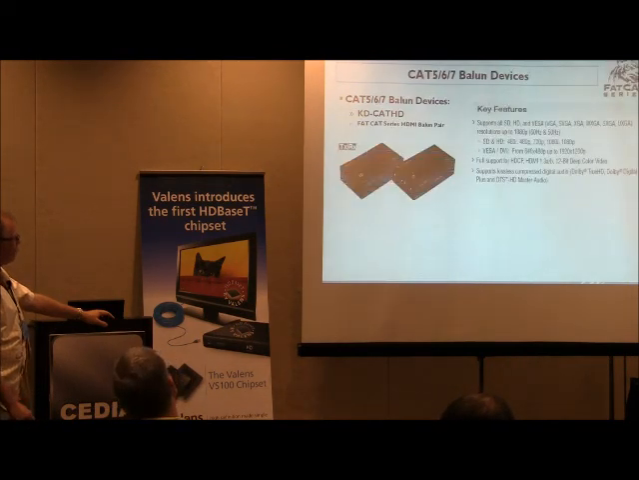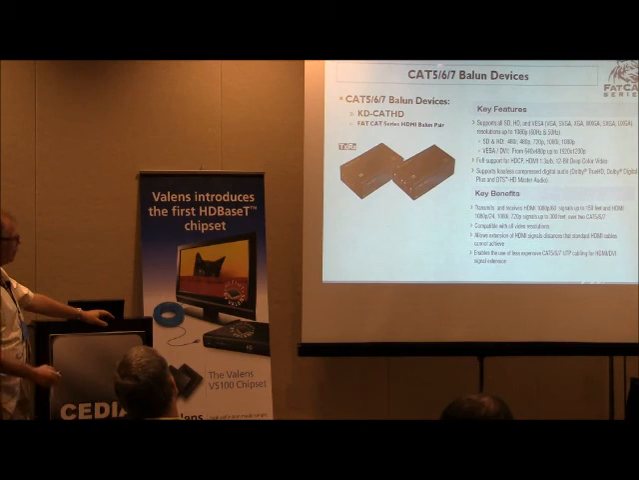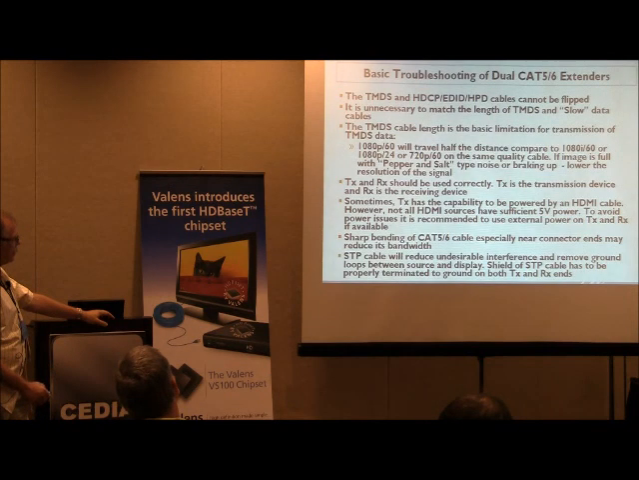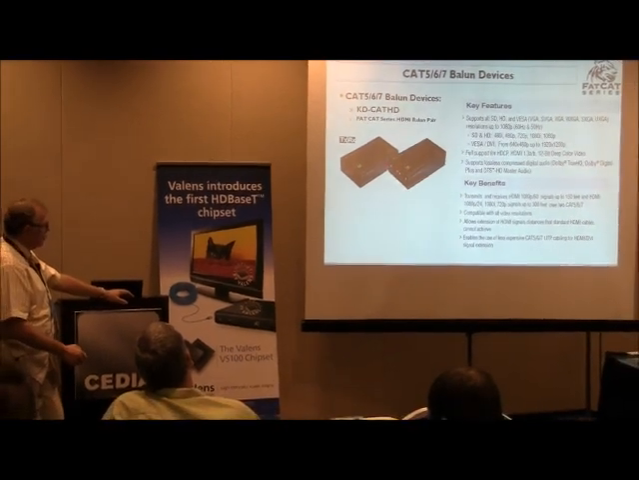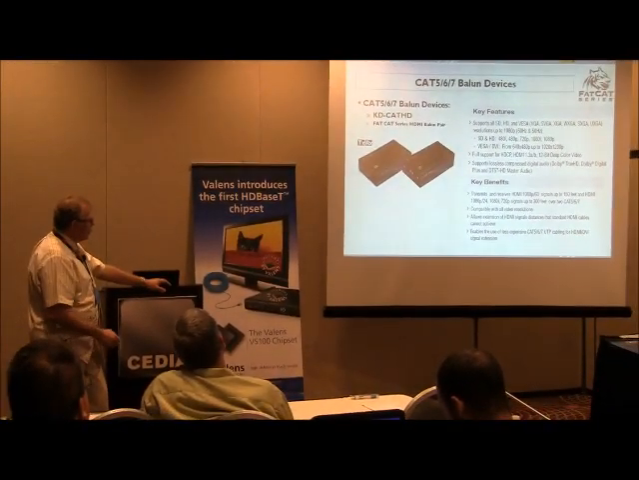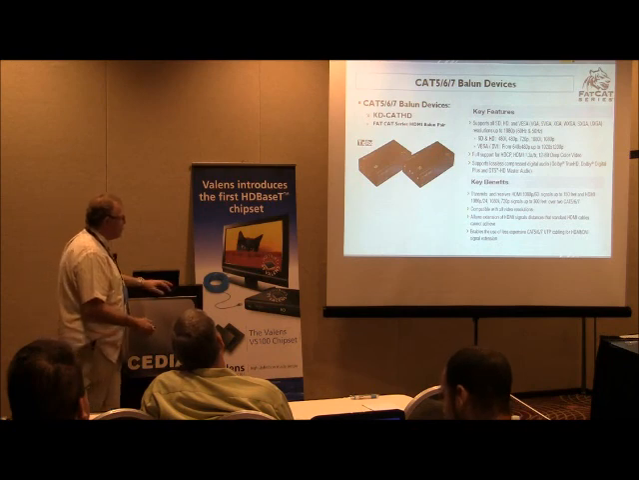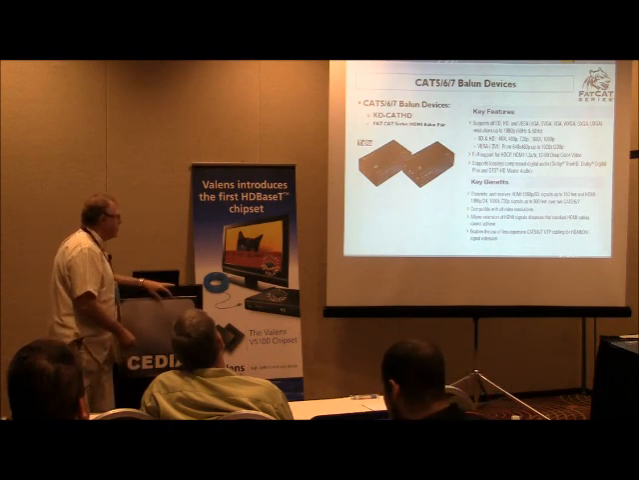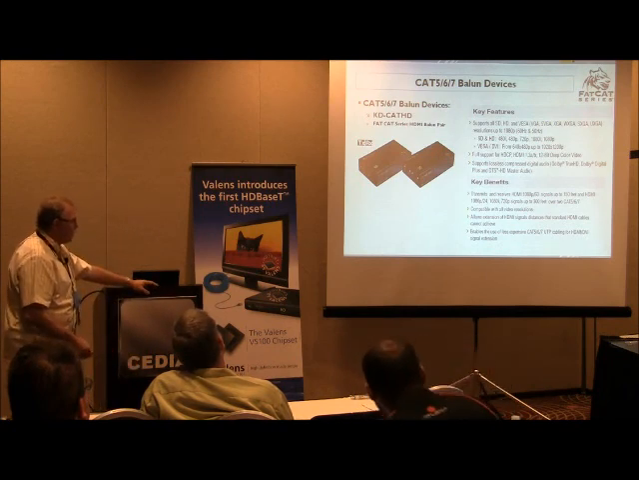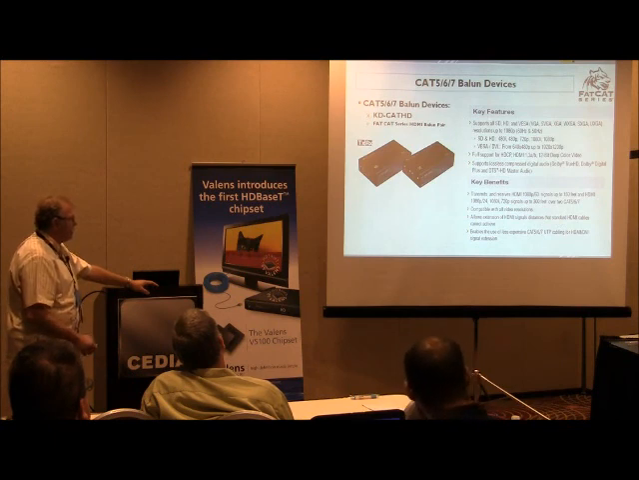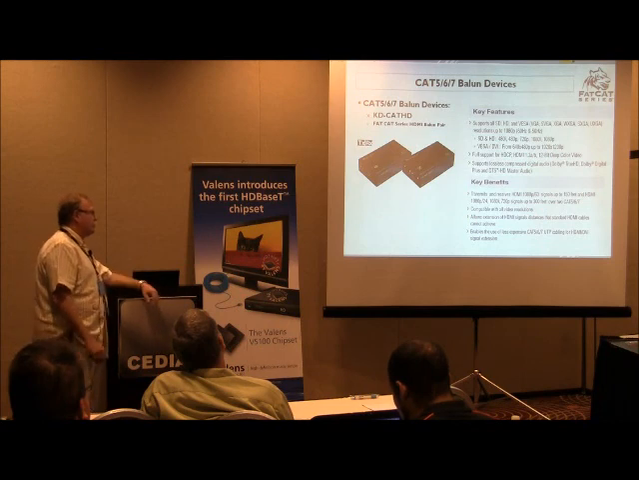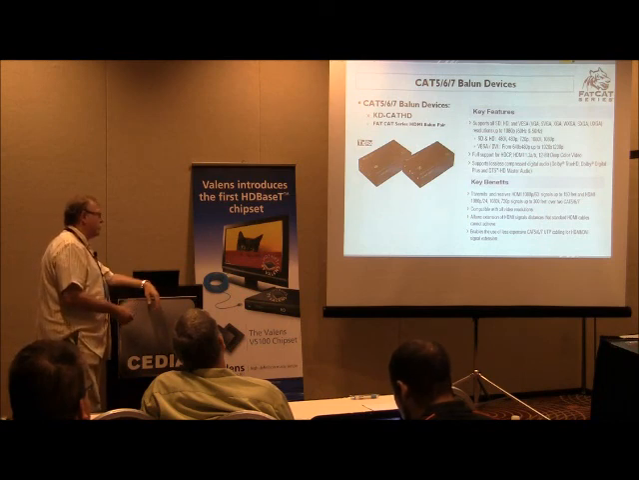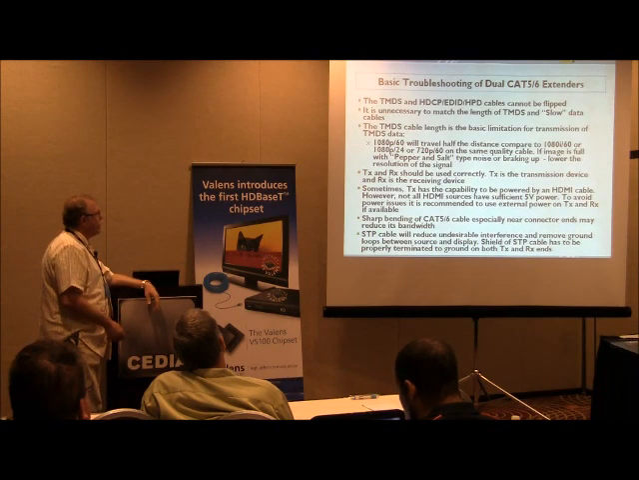This is an example of a balun that we sell. We call it Cat HD. It's a very simple product. It has HDMI input, HDMI output, and two Cat5 jacks for two Cat5 cables. It basically supports all the resolutions and, of course, audio that's embedded within the signal. It's a low-cost, easy way to send data over Cat5.